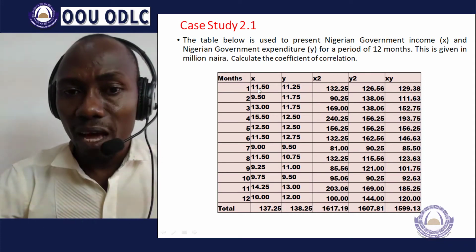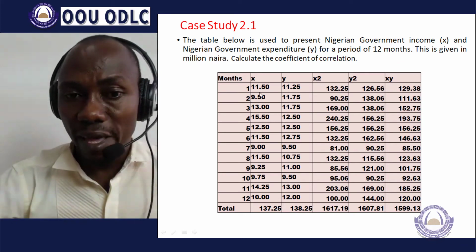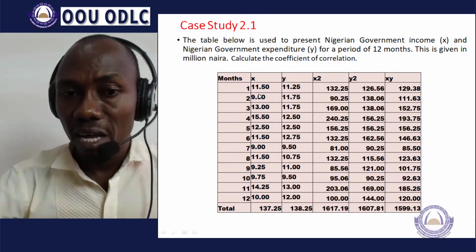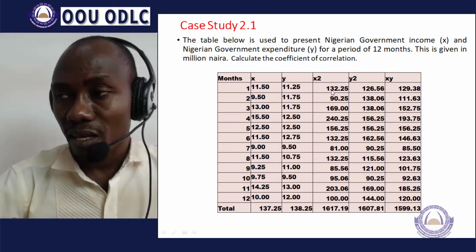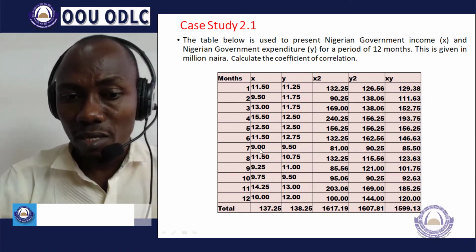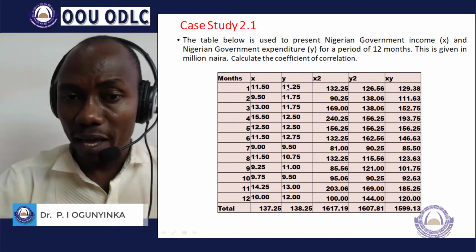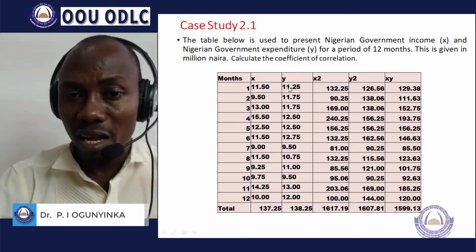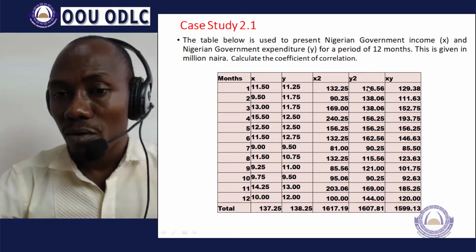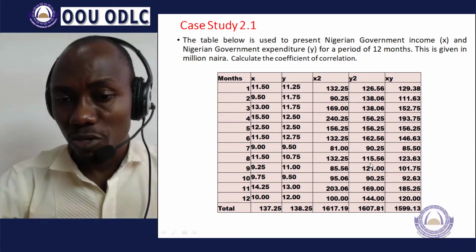The square of 11.50, which is the first observation in X, gives 132.25, and you do this for the 12 months. Similarly, for the value of Y, the first observation is 11.25. The square of 11.25 gives 126.56, and this is done for the 12 months.